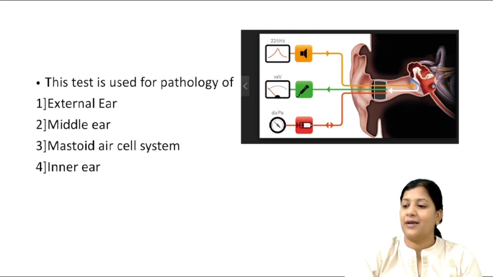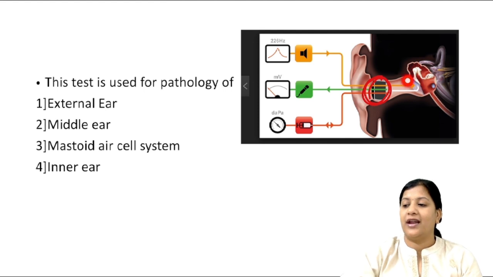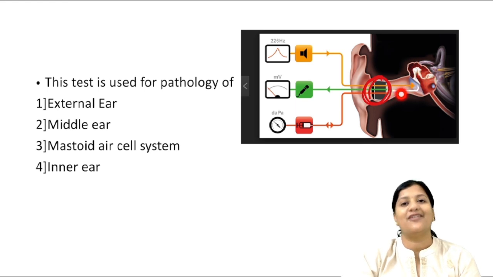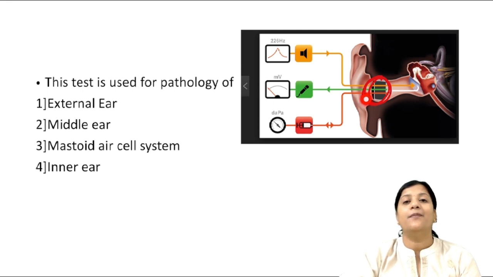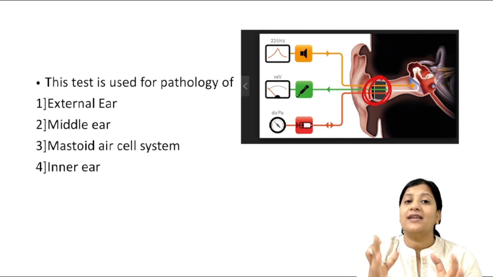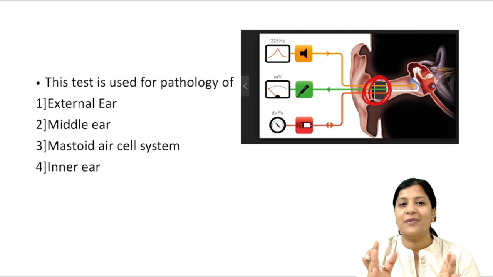The test is used for identifying pathologies of. So they're showing you some electrode being placed in the external auditory canal. This electrode is giving you sound impulses. The sound impulses are going and hitting the tympanic membrane. Some of the impulses are getting absorbed in the middle ear and some amount of impulses are getting reflected back. The reflected impulses are taken and sent to a machine or a computer sort of a system that will give you graphs. So what is this test used for? Identifying pathologies of the external ear, of the middle ear, of the mastoid air cell or the inner ear.